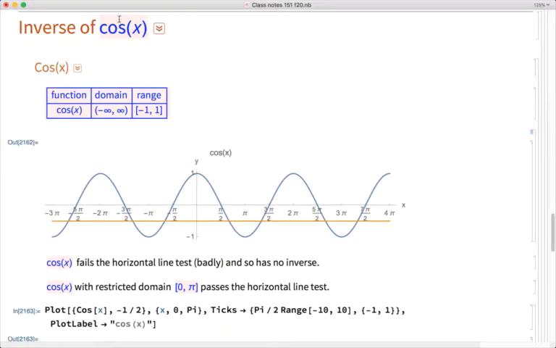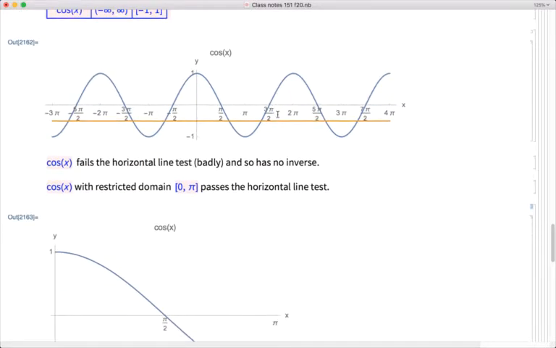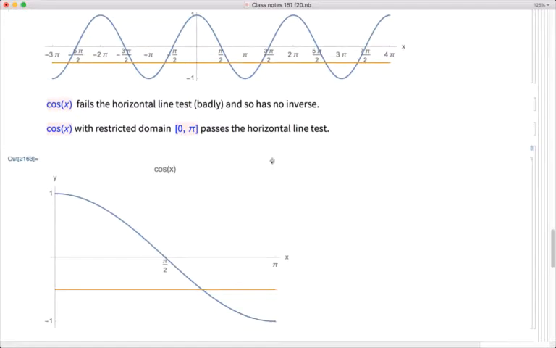Cosine, as it initially stands, does not have an inverse because it's horribly failing the horizontal line test. So once again, we're going to restrict the domain of this function to some interval that does pass the horizontal line test. And the interval that we choose now is going to be from 0 to pi. Why do we choose this interval?